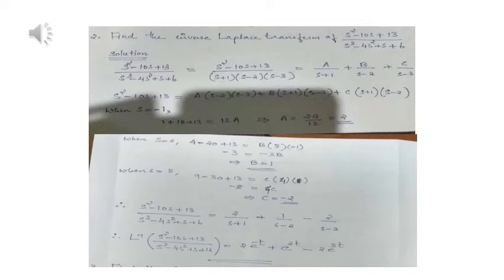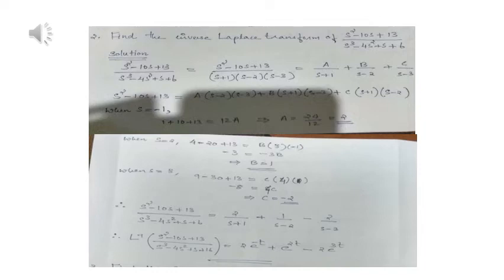Now when s is equal to minus 1, we will get the coefficient of b and c as 0, and for the value of a it is 2. We get the value of a as 2. Similarly, put s is equal to 2, that is the coefficient of a and c will be 0, then we will get the value of b as 1. Similarly, when s is equal to 3, we will get the value of c as minus 2.